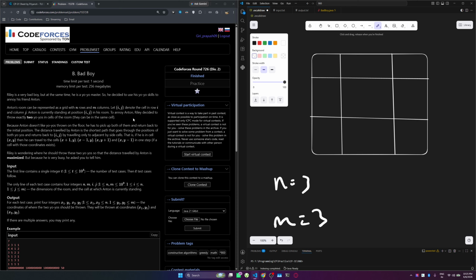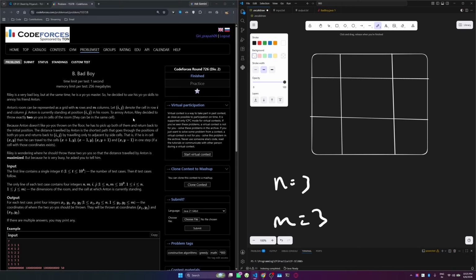Because Anton doesn't like yo-yos thrown on the floor, he has to pick both of them and return back to the initial position. The distance traveled by Anton is the shortest path that goes through the positions of both yo-yos and returns back to IJ by traveling only to adjacent by side cells. What does that mean?